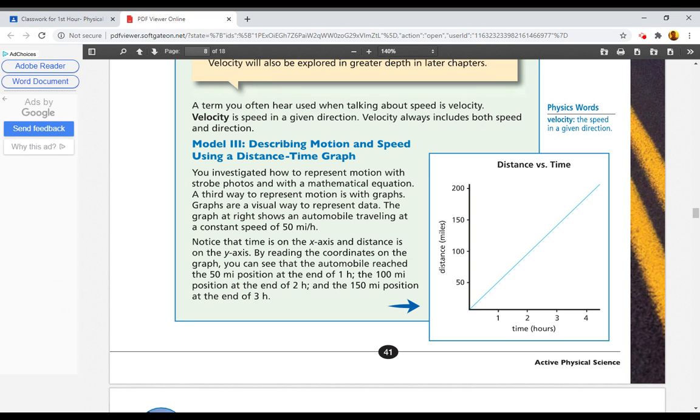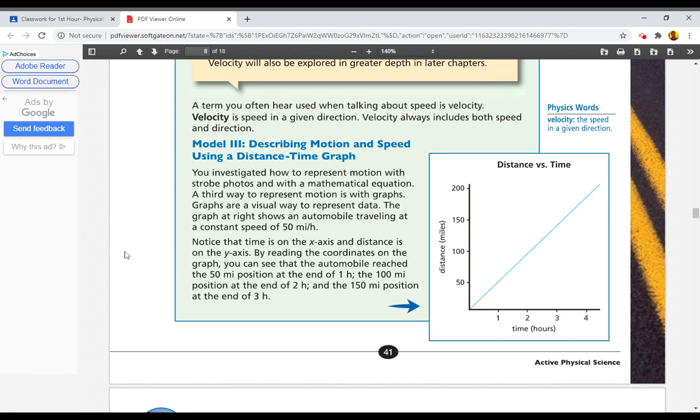The graph at the right shows an automobile traveling at a constant speed of 50 miles per hour. Okay, that kind of makes sense because every hour they've traveled 50 miles. Now with 2 hours, they've traveled 100 miles. They're going 3 hours, they've gone 150. They've gone 4 hours, they've gone 200. All right.